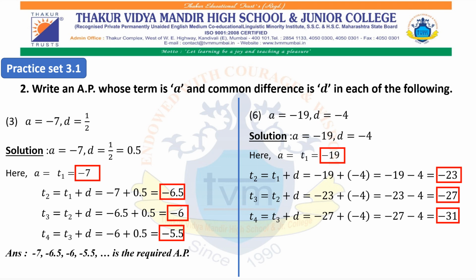We had completed finding out the fourth term. Therefore, our final answer we will write it as minus 19, minus 23, minus 27, minus 31, dot dot dot is the required AP.